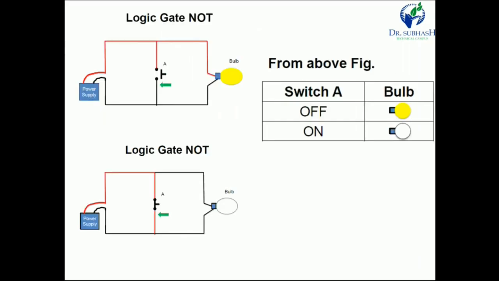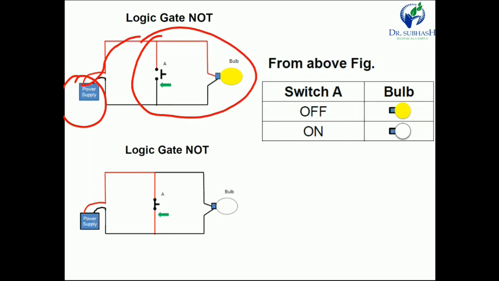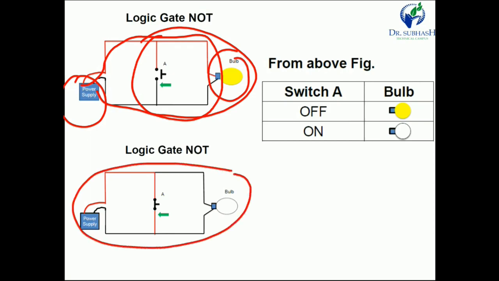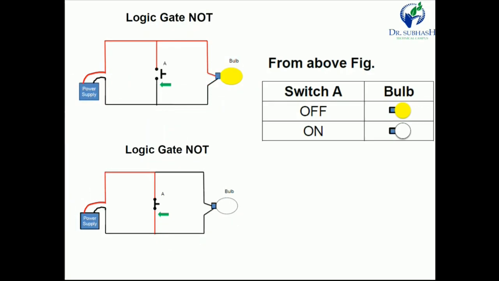Now the last basic gate is the NOT gate. Let me explain the NOT gate. The NOT gate is much simpler than the previous two gates. Here the power supply is connected in parallel to the bulb, and one switch is connected. Here the switch is open, so the path to the bulb is like this. This red path indicates the bulb is on. Whenever the switch is open, then the bulb is on.